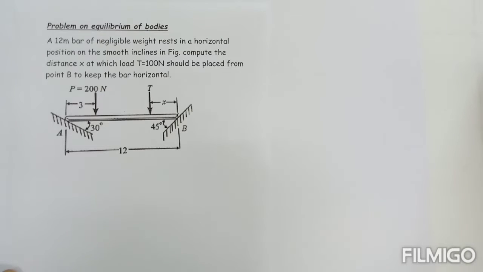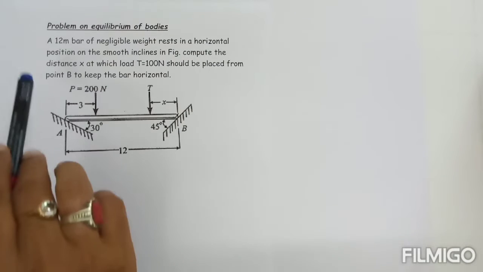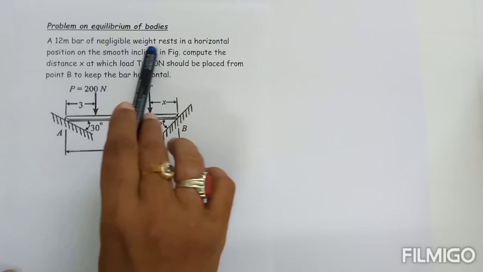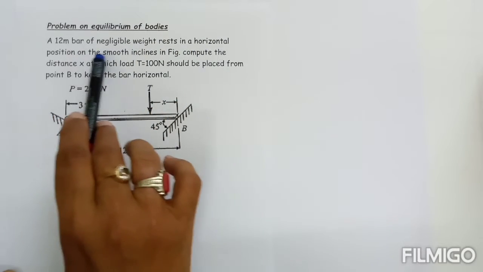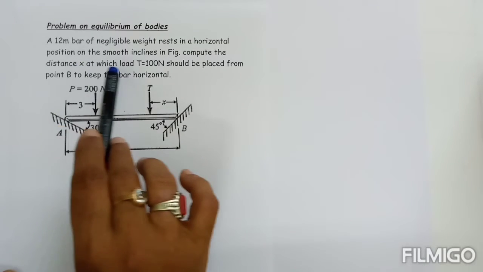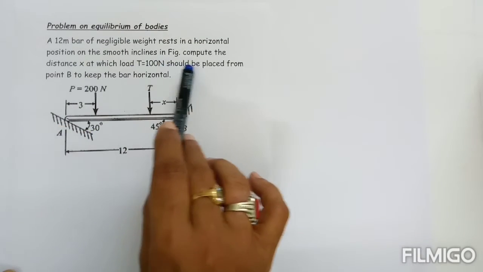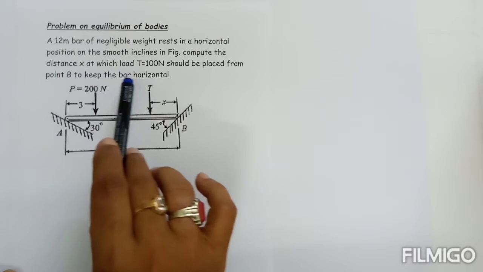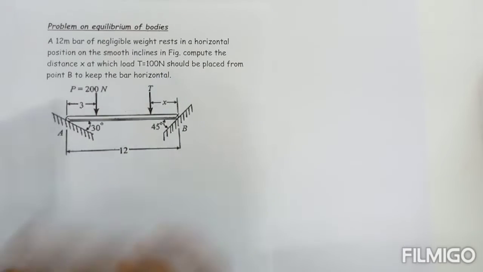Now we'll discuss another problem on equilibrium of bodies. What is the given problem? A 12-meter bar of negligible weight rests in a horizontal position on the smooth inclines in the figure. Compute the distance x at which load T, equal to 100 newtons, should be placed from the point B to keep the bar horizontal.